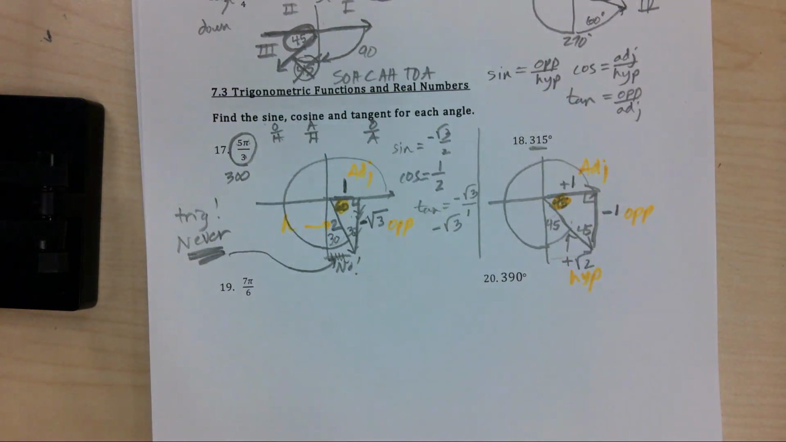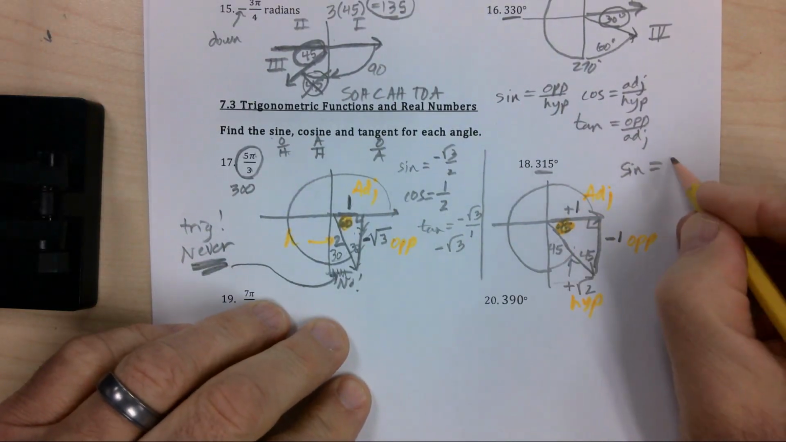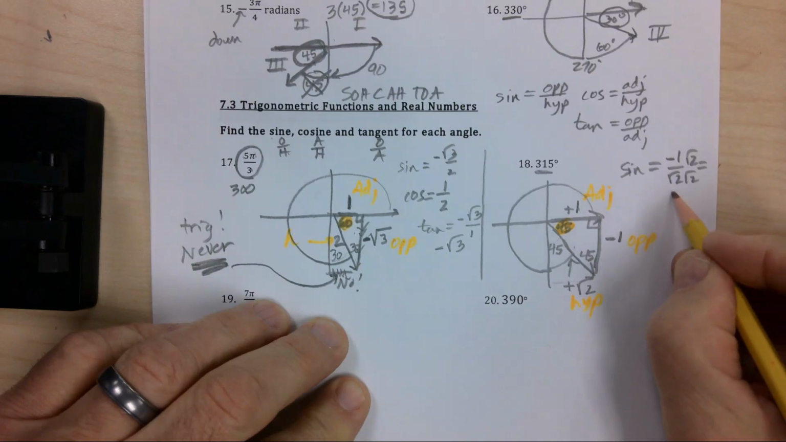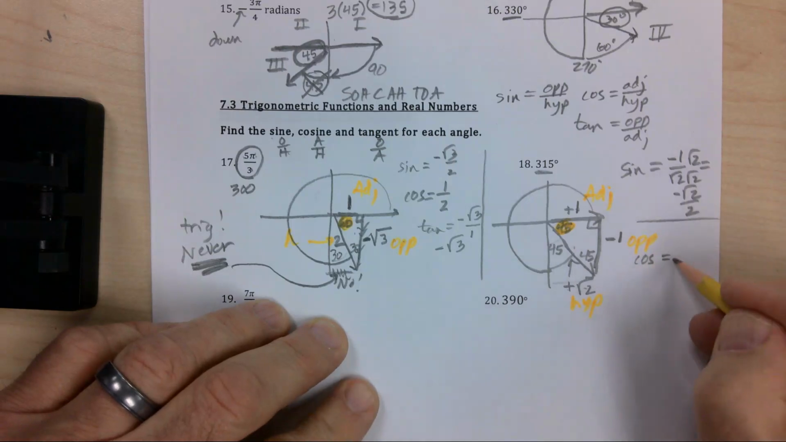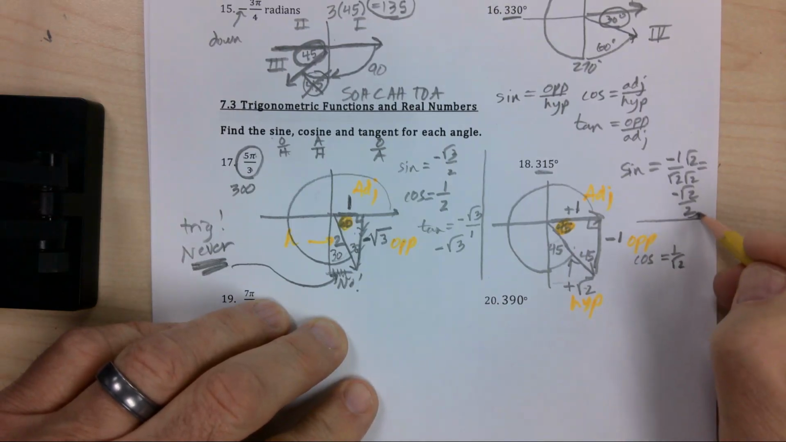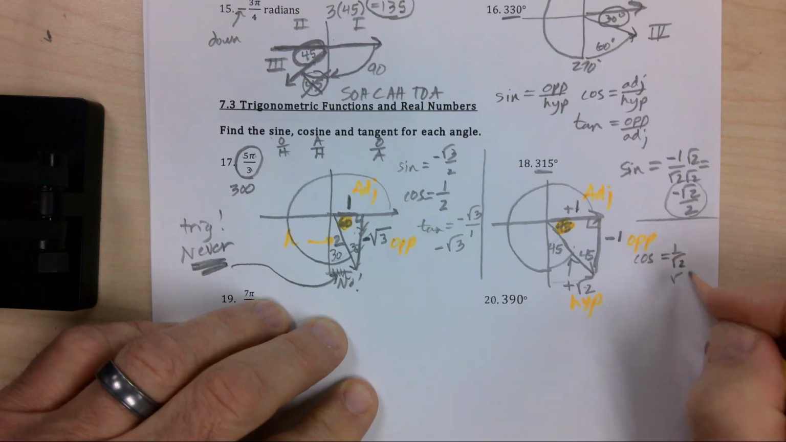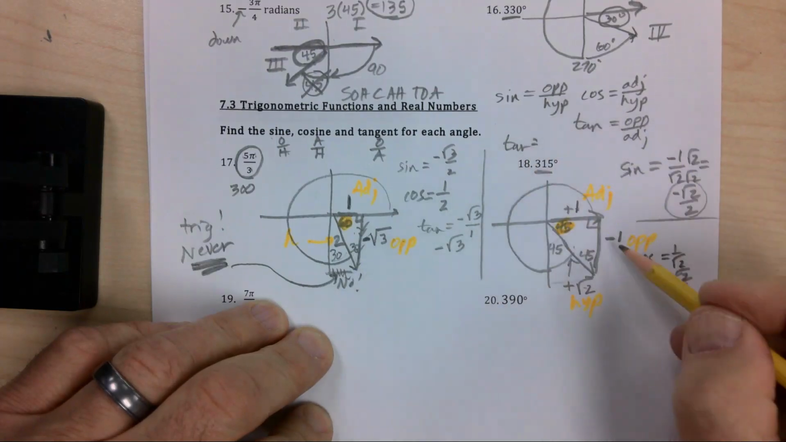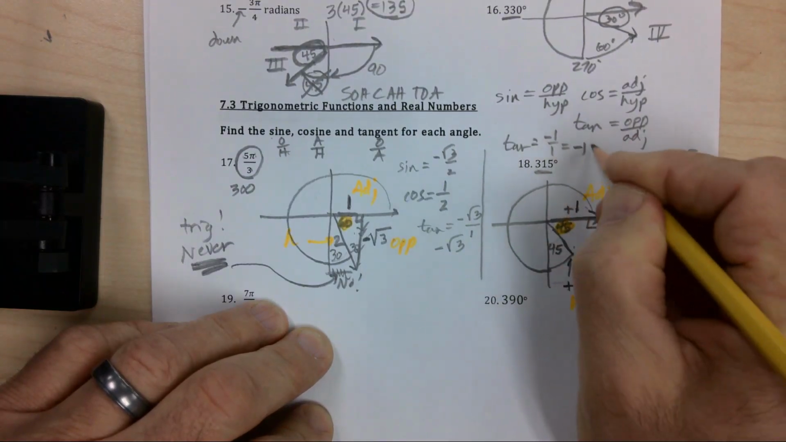Now we can find our trig functions. Sine is opposite over hypotenuse. So that's negative 1 over the square root of 2. They probably want us to get rid of that. So that'd be negative square root of 2 over 2. What is cosine? Cosine would be adjacent over hypotenuse. And we could just steal this, but leave the negative out, because there are no negatives. So that's just going to be the square root of 2 over 2. And then tangent is opposite over adjacent, so that's negative 1 over 1, which is negative 1.